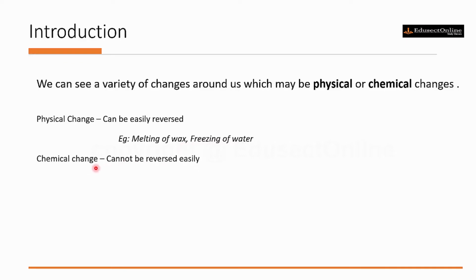Next, chemical change. These are the changes which cannot be reversed easily. For example, milk to curd, rusting of iron, etc. If the milk is converted to curd, it cannot be reversed back. That means a chemical change occurs there. All these chemical changes are accompanied by a chemical reaction and these are represented with the help of a chemical equation. These chemical reactions and equations are what we are going to discuss in this chapter.